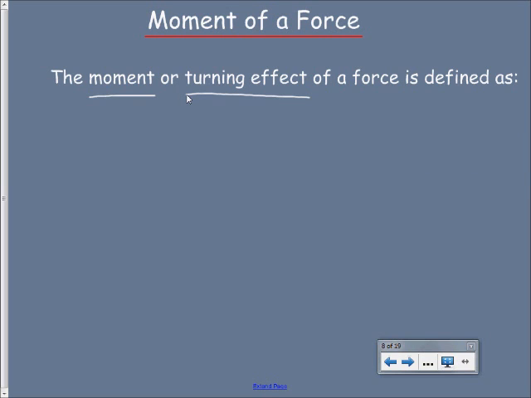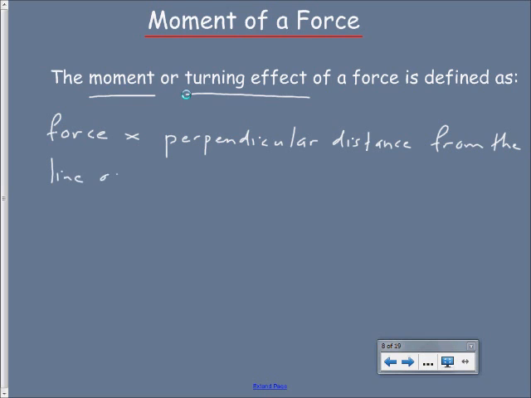All right, so how do we define the moment of a force? It's defined as force times perpendicular distance from the line of action of the force to the pivot. So let's have a look at a diagram to illustrate this.